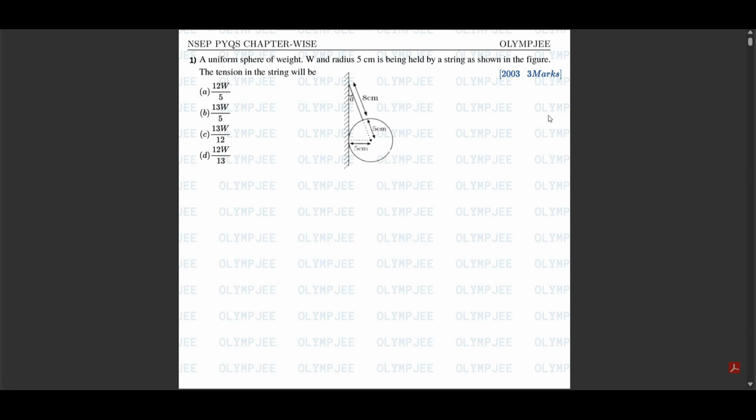So let us begin with the first question. The first question says that a uniform sphere of weight W and radius 5 centimeter is being held by a string as shown in the figure. The tension in the string will be. Okay, so the situation is something like this.